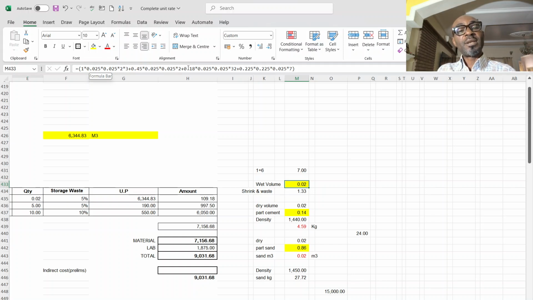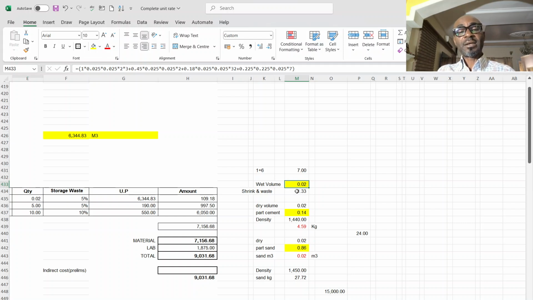By 2, then plus those edges on the blocks, which is 0.18 by 0.225 by 0.025 by 32, and the 7 joints, 0.225 by 0.225 by 0.25 by 7. It gives me the volume of my wet mortar, and this is in its wet stage.